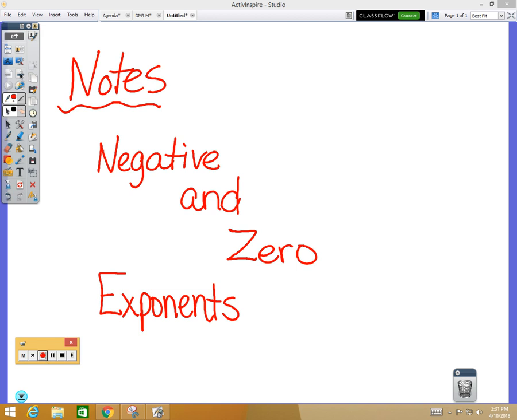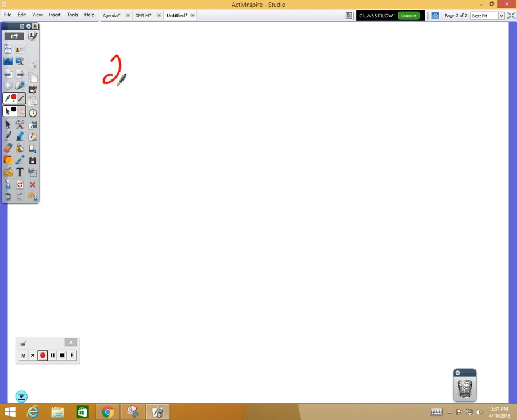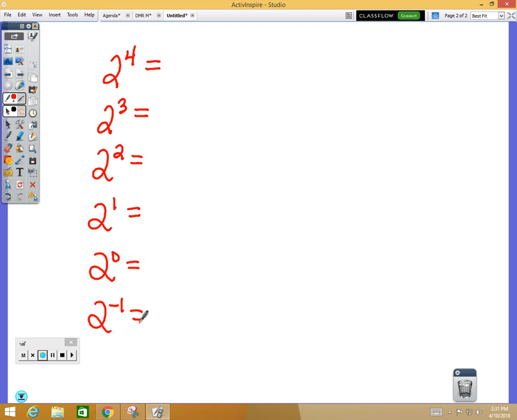All right, so if we had 2 to the 4th power, 2 to the 3rd power, 2 to the 2nd power, what we're going to do is look for some patterns. 2 to the 1st power, 2 to the 0 power, 2 to the negative 1 power, 2 to the negative 2 power. So a lot of these we know how to find the answer to. We know how to simplify.